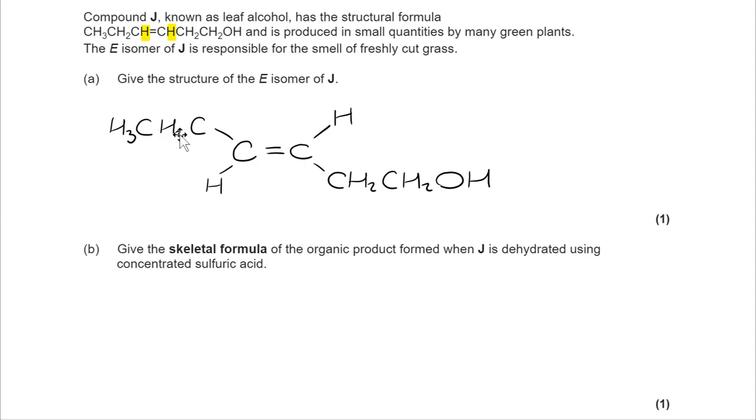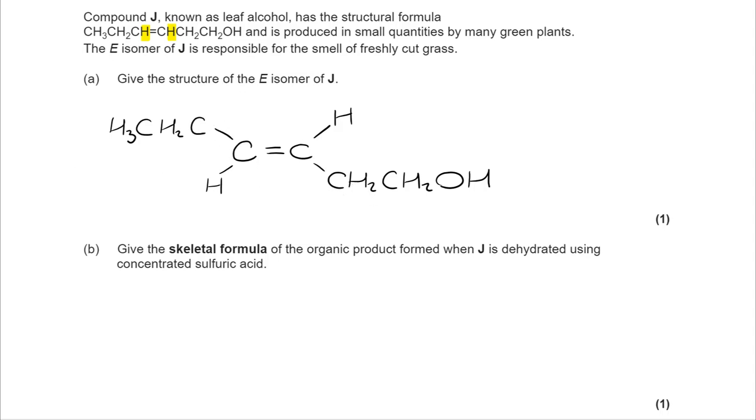So I've got my ethyl group and I've got my CH2OH group going over here. Now, it's E because the higher atomic numbers, and it works with mass numbers as well, the higher Mrs of these groups are on opposite sides of the double bond, but by opposite we mean one above, one below.